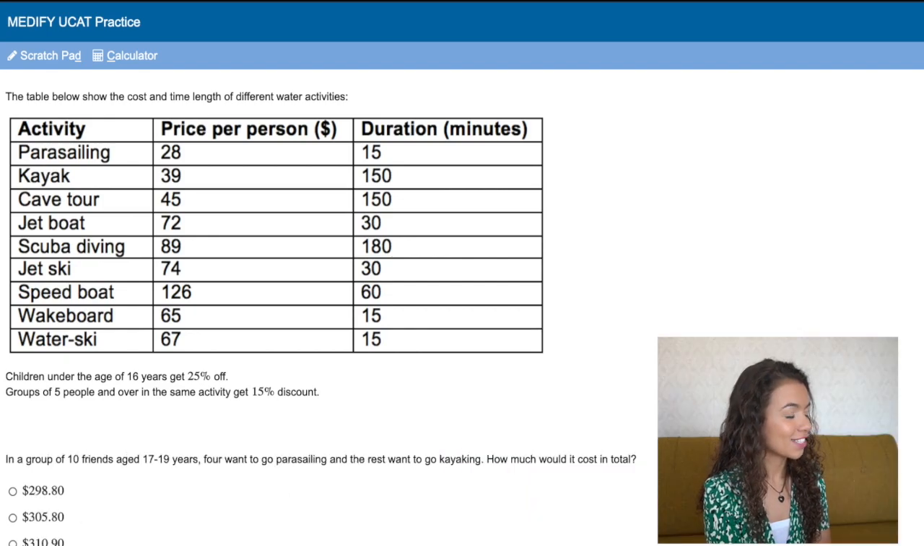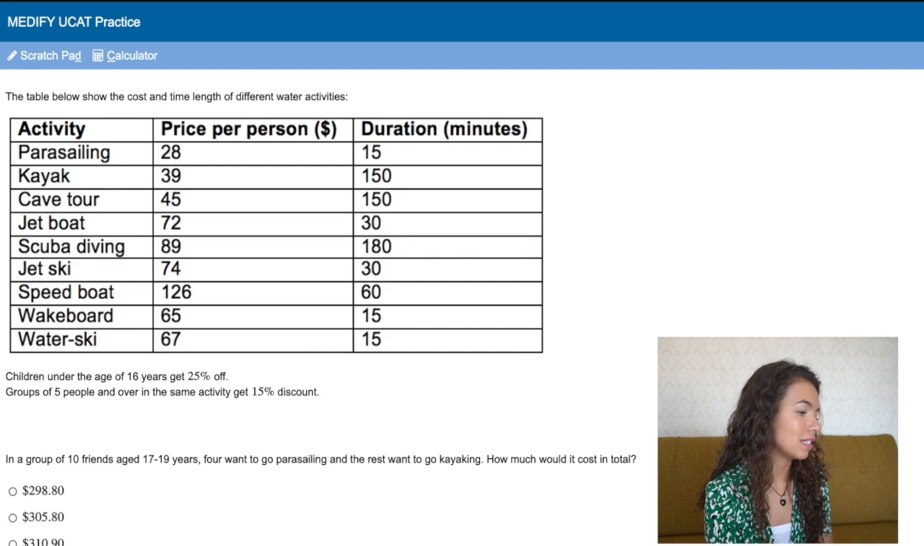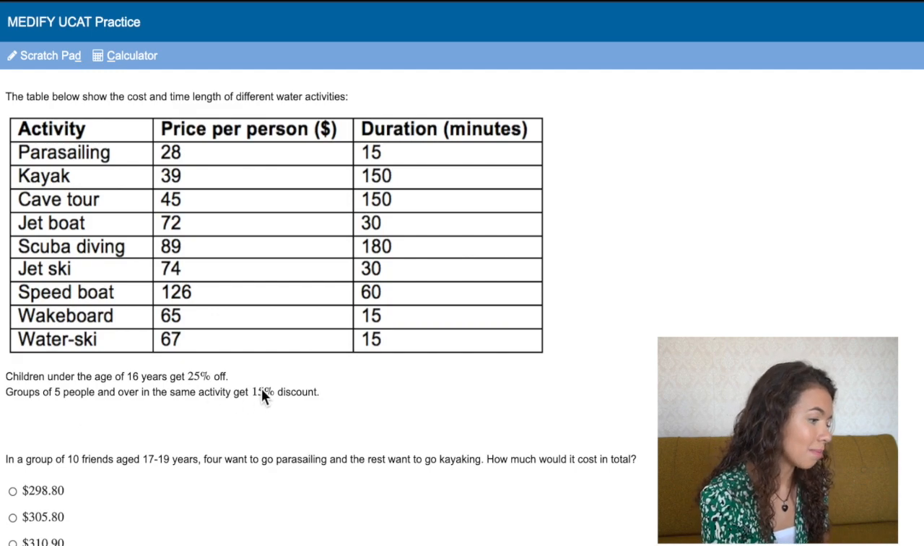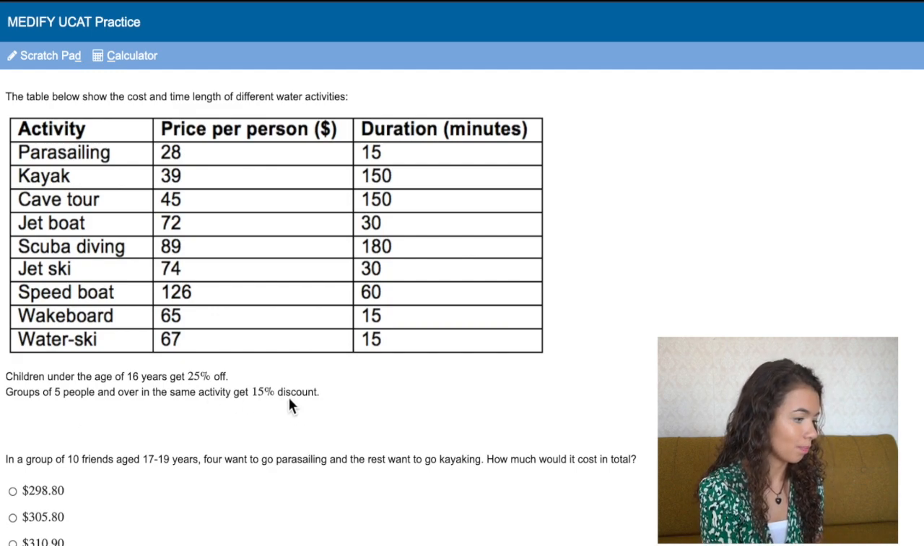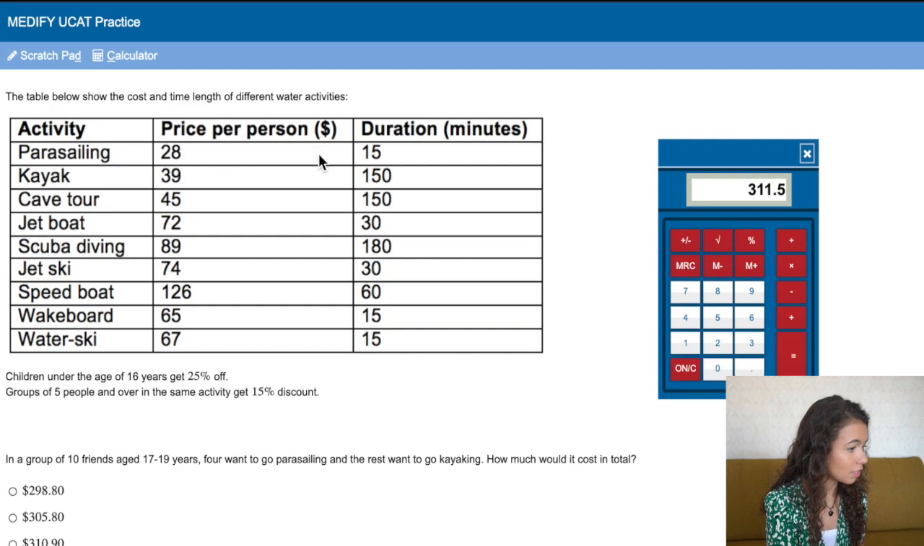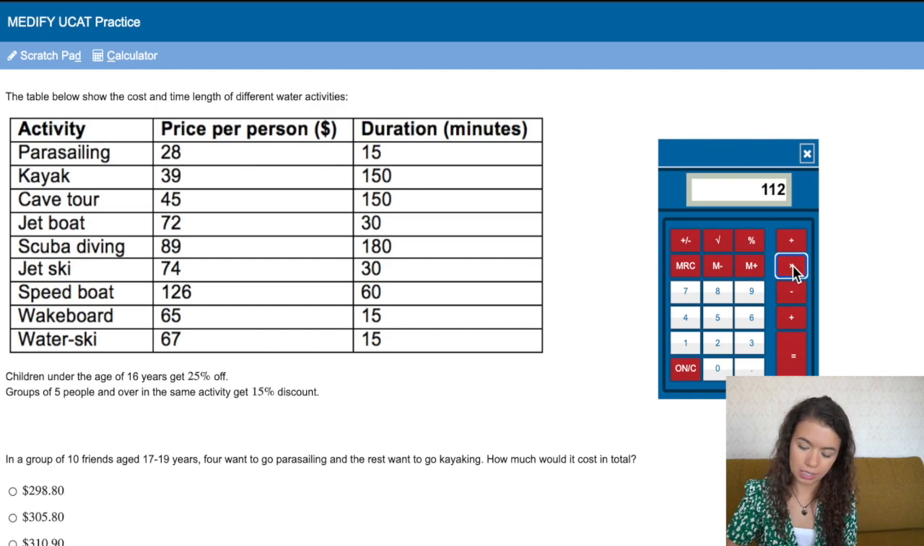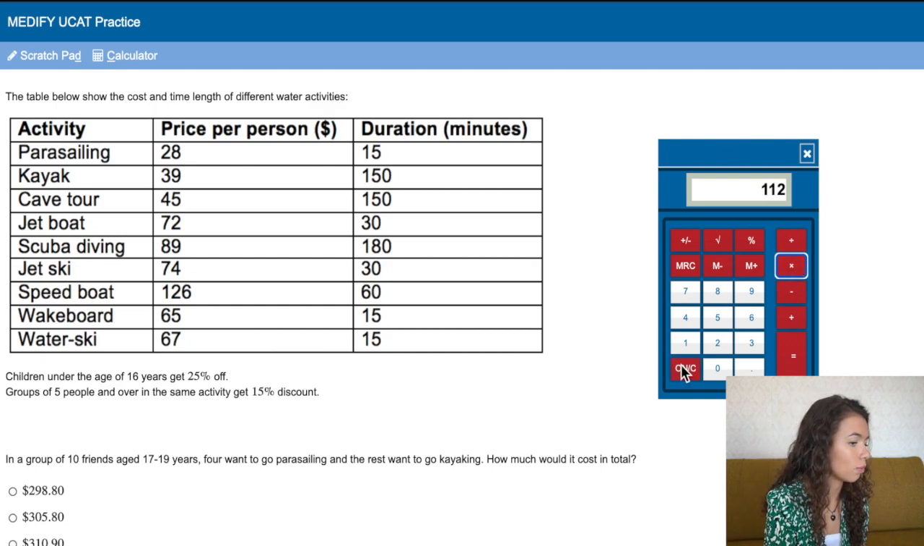The next question says, in a group of 10 friends aged 17 to 19, 4 want to go parasailing and the rest want to go kayaking. How much would it cost in total? Okay, so it says groups of 5 people and over in the same activity get a 15% discount. So the 4 that want to go parasailing wouldn't qualify for it. So let's calculate that first. Parasailing is $28 per person, so 28 times 4 is $112 for the 4 that want to go parasailing.